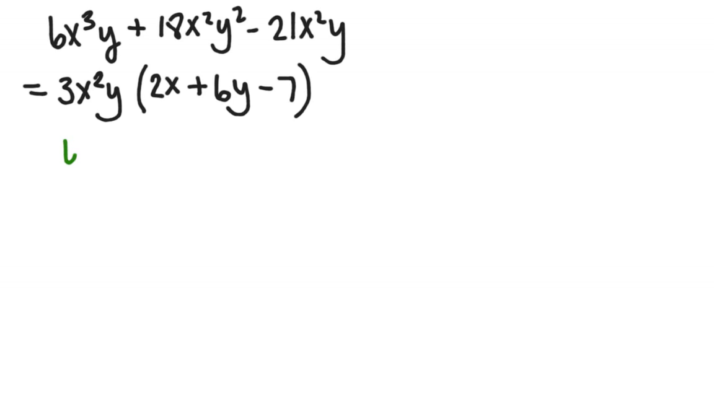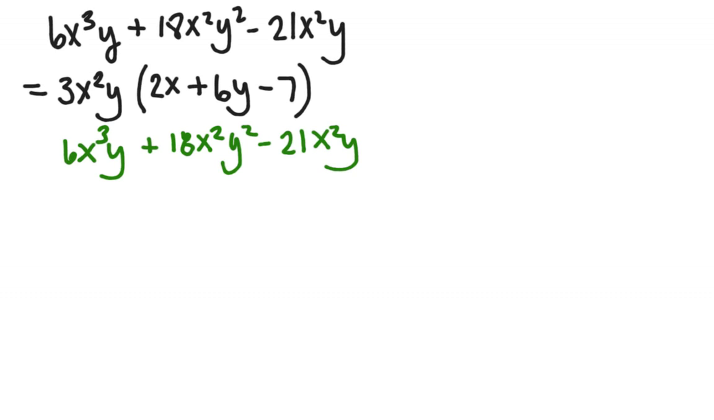Multiplying to check. 3 times 2 is 6. X squared times x to the first is x cubed. Y comes along. 3 times 6 is 18. X squared comes along. Y times y is y squared. 3 times minus 7 is minus 21. X squared y both come along, and as I check, everything looks good. We did it very nicely.